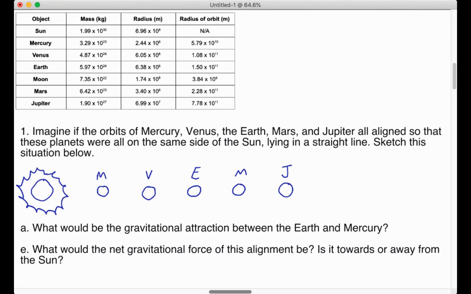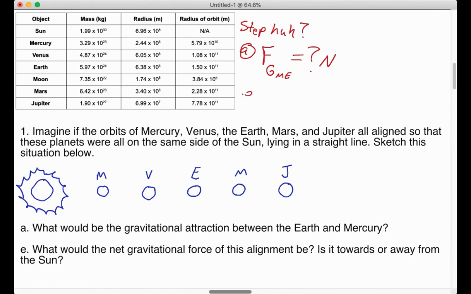Now, part A. What would be the gravitational attraction between the Earth and Mercury? So I'll do it up here. So for part A, what's the gravitational attraction? Well, that's the force due to gravity. So F sub big G between Mercury and Earth will be question mark. And what units will it be? It'll be newtons. And then again, B through D would all be the same thing with the different planets.